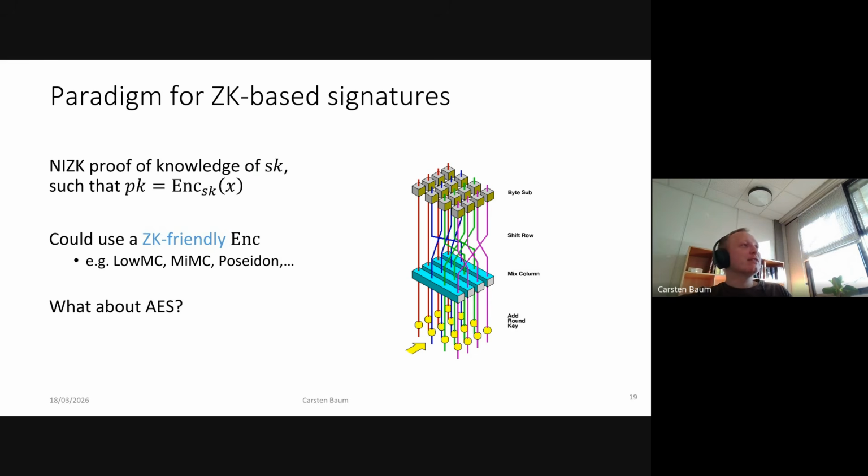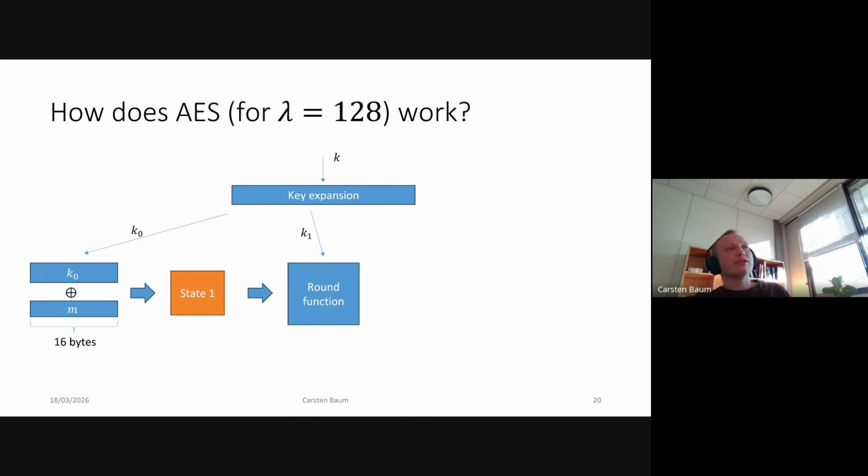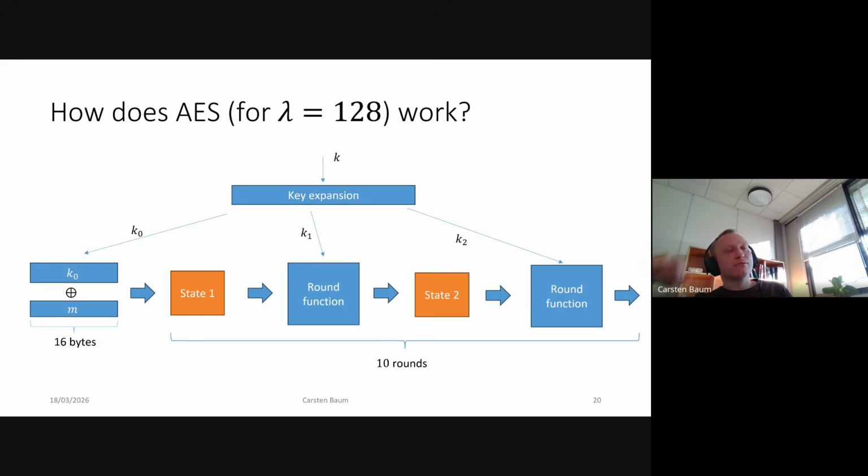So we looked at AES, and can you actually run AES efficiently in a ZK proof system? Usually people say no. So we looked at AES again. Let's quickly consider how it works for a 128-bit block size and key length. First you have your key expansion, which expands your secret key into a number of round keys. Then you XOR your incoming message with the first round key. That gives you the initial state. You apply the round function, which includes throwing in the next key from the key expansion, you get the next state, you repeat the whole thing for 10 rounds, and out comes the outcome of AES.